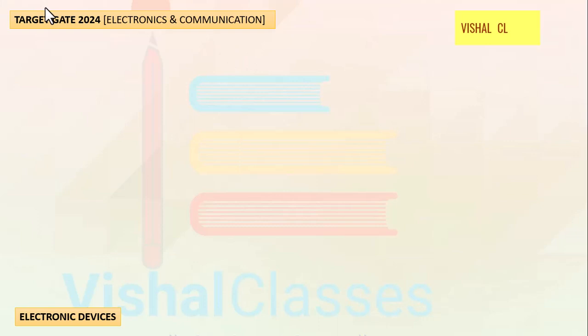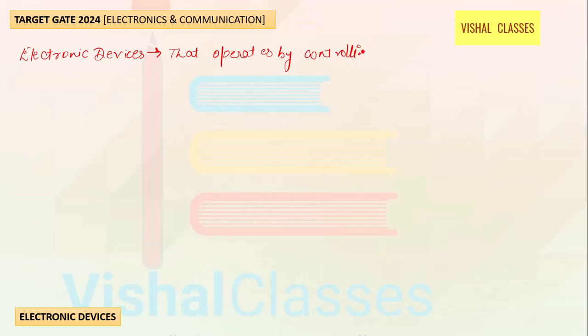See, what are electronic devices? Electronic devices are devices basically that operate by controlling the flow of electrons.